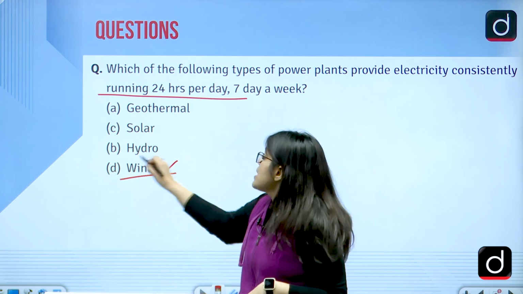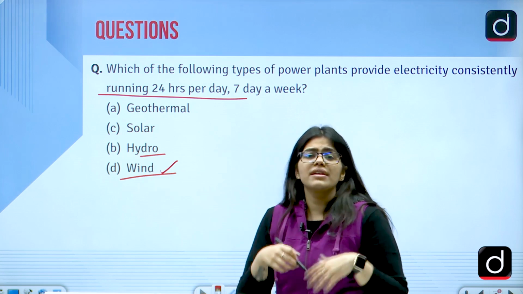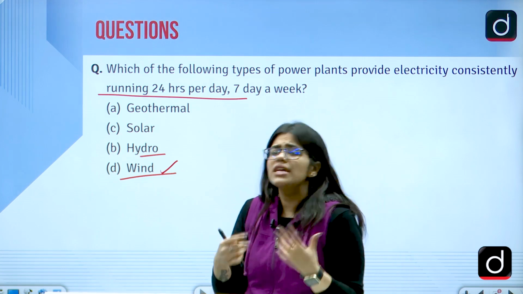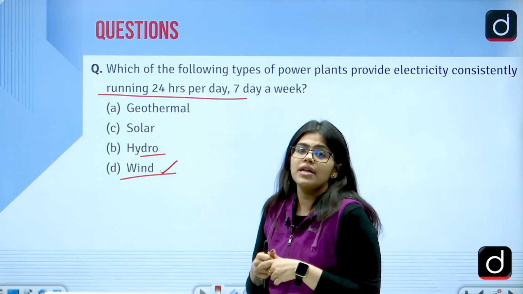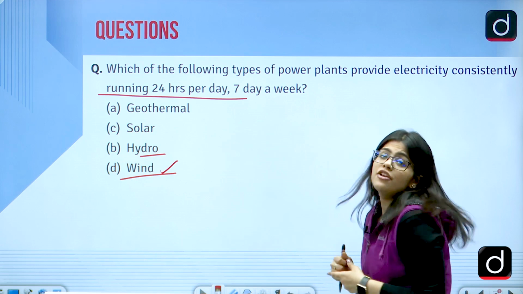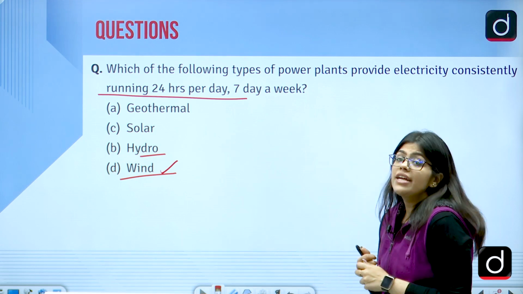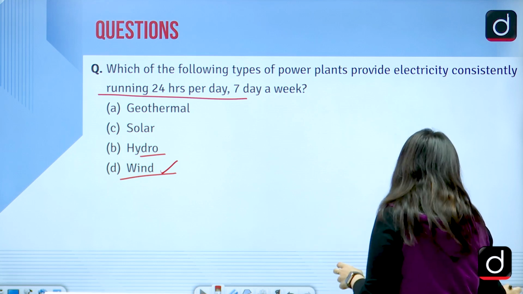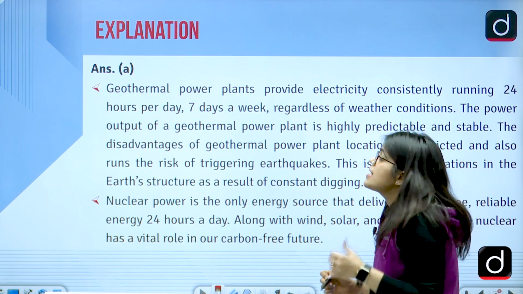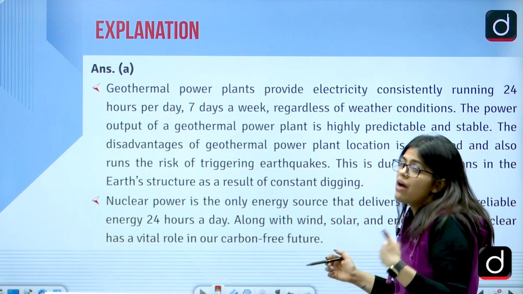Then there is hydropower, which generates electricity by water. Do you think it is always feasible and possible? The same goes for solar energy also. Which kind of energy can you find always, right? 24 hours per day and of course 7 days per week. So the right answer is A, that is geothermal power plants.